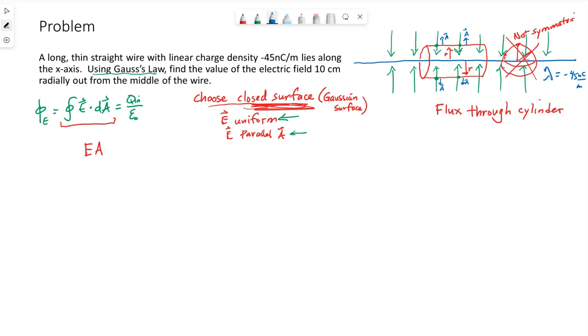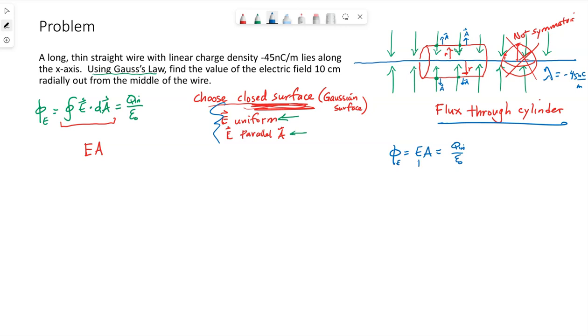They don't have to both point radially away, straight out. They just need to be parallel to each other. So straight in is fine, because those are parallel. So the flux through this cylinder can be written now as E times A, because I've satisfied these conditions with the closed surface I've chosen, this cylinder. But the flux can also be written as the charge enclosed within the cylinder divided by epsilon naught.